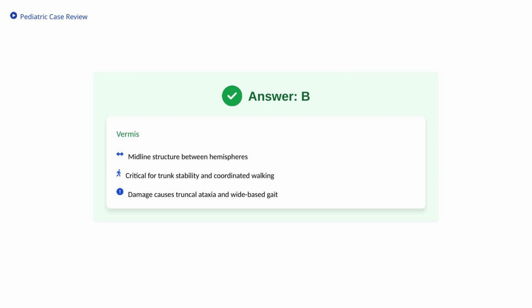The vermis is the primary cerebellar structure responsible for coordination of gait. This midline structure situated between the cerebellar hemispheres is critical for trunk stability and coordinated walking. Damage to the vermis typically results in truncal ataxia and a characteristic wide-based gait. By contrast, the cerebellar hemispheres primarily control limb movements. The flocculus is involved in eye movements, and the dentate nucleus is an output center. Understanding this anatomical specialization helps explain the pattern of deficits in different types of cerebellar damage.